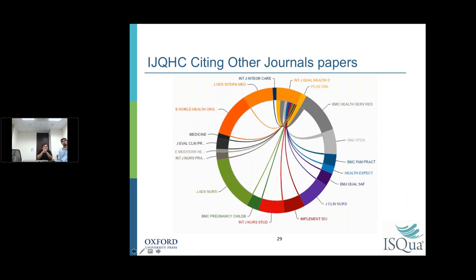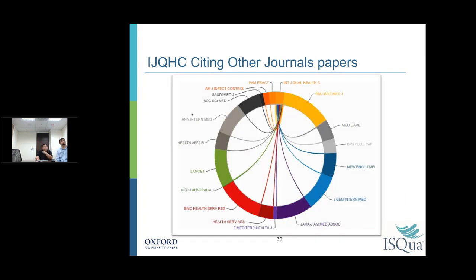So you can see there are a number of journals that have a good affinity, like Journal of Clinical Nursing, BMC Health Services Research, Bulletin of WHO, Journal of Advanced Nursing, BMC Pregnancy, etc., and BMJ Quality and Safety.